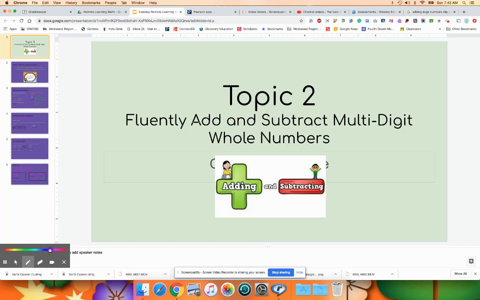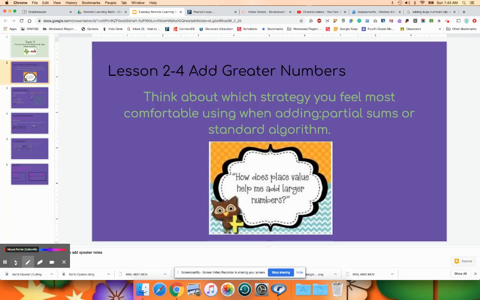I think this is something we all know how to do, but sometimes we make errors in our computation, in our adding, and sometimes we just make some errors when we line up our numbers, and that sort of makes some mistakes. So I think it's good for us to go back and review and just make sure we feel a little bit more confident about this skill. All right, so as we're adding greater numbers today, think about which strategy you feel most comfortable using.